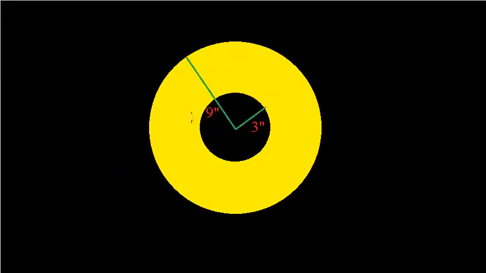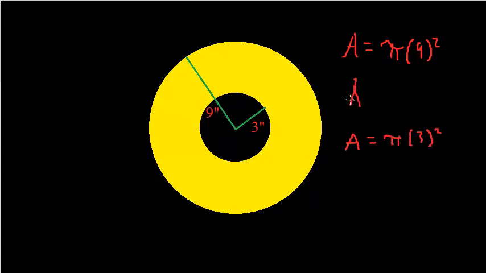So let's say I wanted to find the area of this washer here. I know the distance from the center to the inside edge is 3 inches, and the radius from the center to the outside edge is 9 inches. In order to find the area of this, I could find the area of the larger circle here, and then subtract from it the area of this opening. So the area of the larger circle is pi times the radius squared. That radius is 9, so 9 squared, and the area of the inside circle is pi times 3 squared.